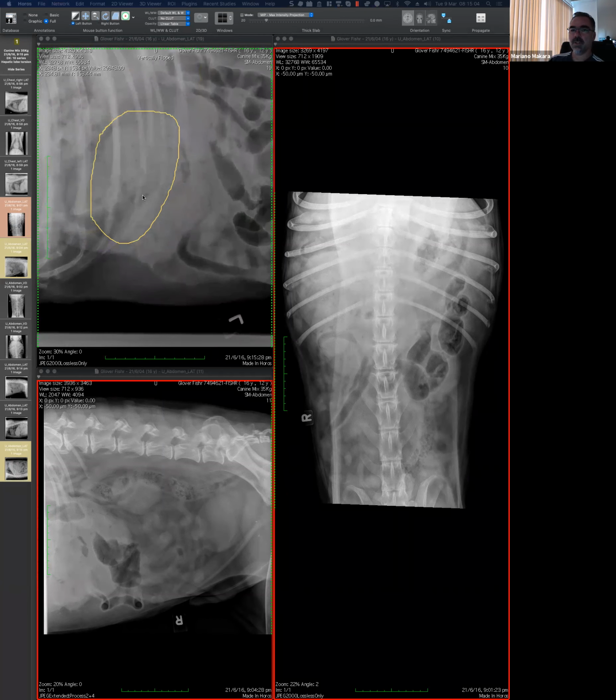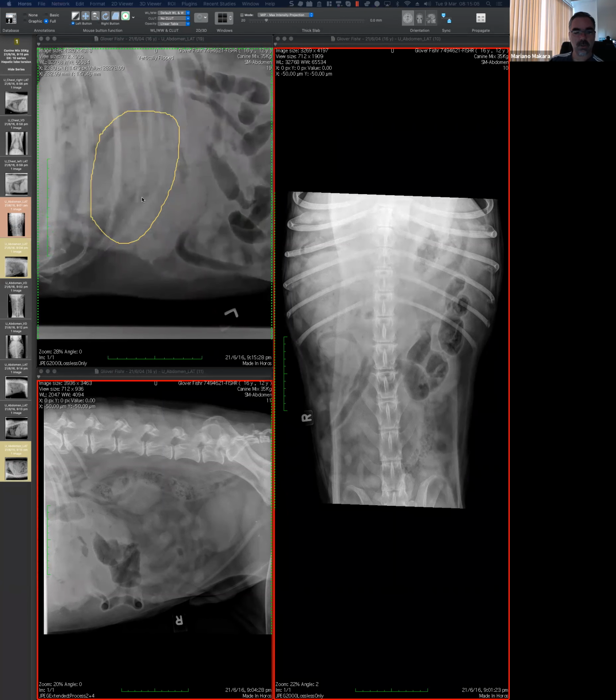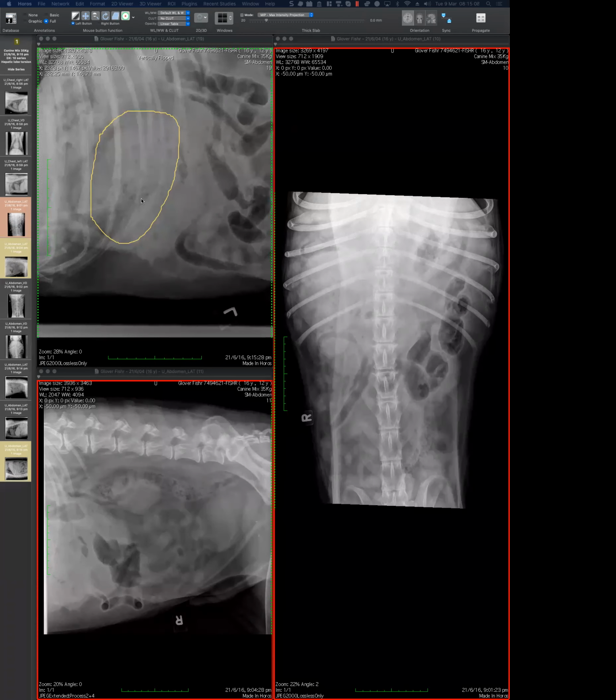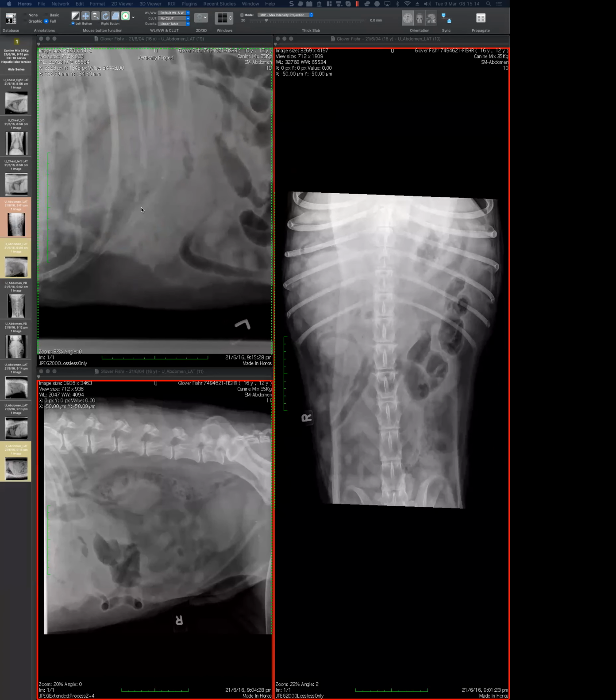Jennifer, do you mind removing your annotations? Sorry. It's okay. Why won't it erase? Cool.